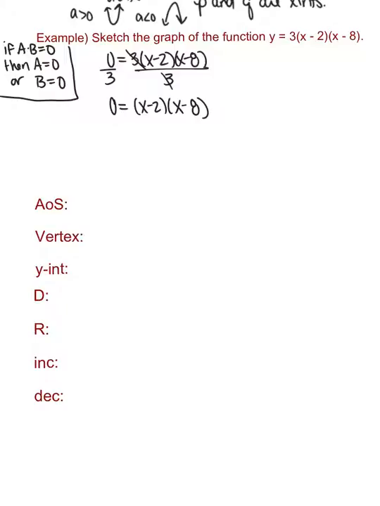In this case, this would be my a, and this would be my b. In order to make this true, either x minus 2, my a, would have to be equal to 0, or x minus 8 would have to be equal to 0. That leaves me with two solutions, x equals 2 or x equals 8. If I plug either of those values in, it'll return a 0 for the y. So that's why those are my x-intercepts.